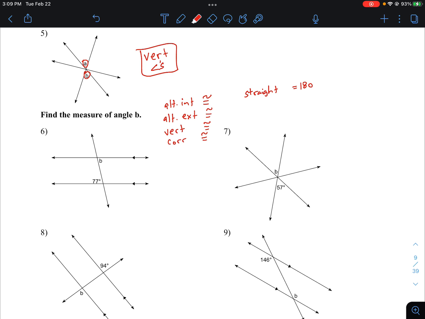So if we take a look at this line, here's my transversal. The other two are parallel lines. So look at 77. If that's 77, what's that? Well, you can eye it, and you could see that they are the same angles. So B equals 77 degrees because they are alternate interior angles.